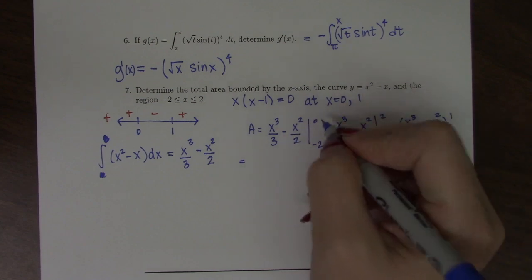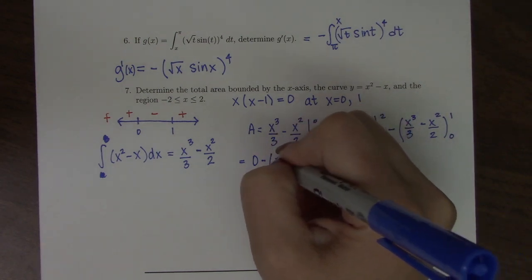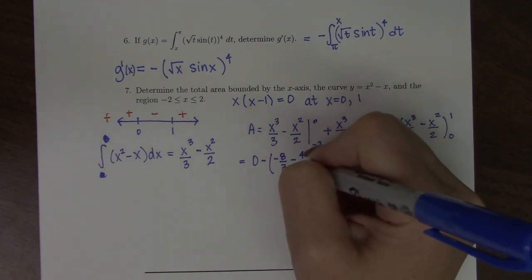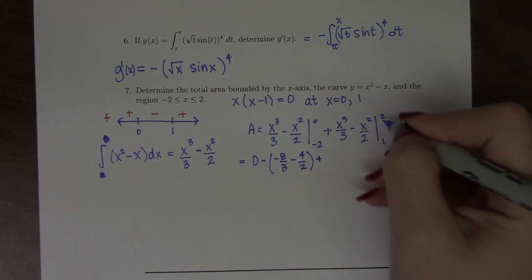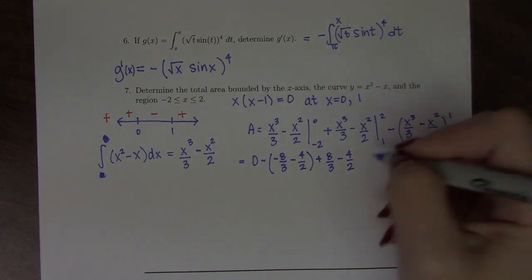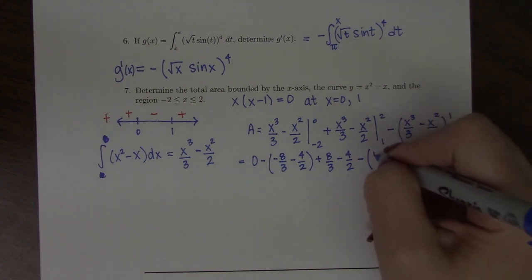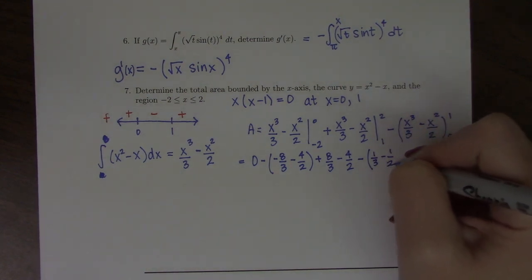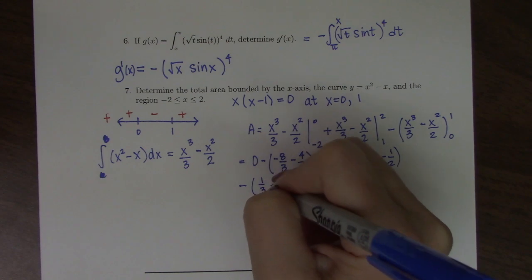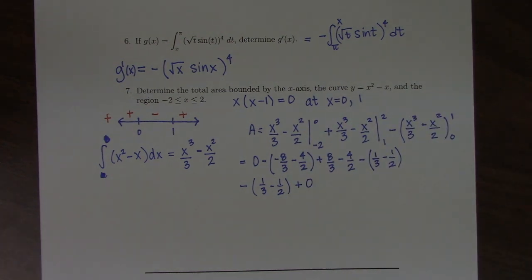So the first term, when I plug in 0, I get 0 straight across. Minus, when I plug in -2, I have -8/3 minus 4/2. Plus, now I plug in 2, I get 8/3 minus 4/2. And then I've got to subtract it being evaluated at 1. So I get 1/3 minus 1/2. And then I'm going to have minus 1/3 minus 1/2. And when I evaluate it at 0, it's just going to be 0 again.